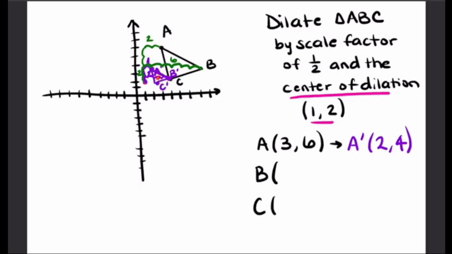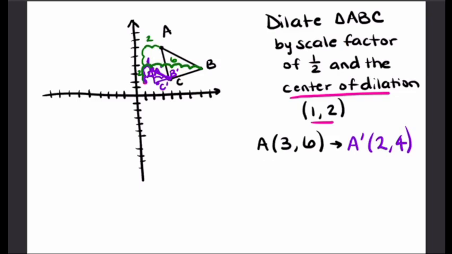Same thing with C, go from the center to C, and it looks like they're on the same line in terms of the y, so we're not going to go up or down anywhere. And then we're just going to go 3 to the right. So instead, I'm going to go 1.5 to the right, which is around here somewhere. Okay, and now we connect those 3 points. And this little purple triangle is a dilation of the original black triangle by a scale factor of 1/2, and the center of dilation at 1, 2.